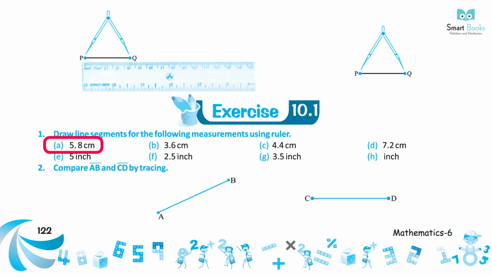A. 5.8 cm, B. 3.6 cm, C. 4.4 cm, D. 7.2 cm, E. 5 inch, F. 2.5 inch, G. 3.5 inch, H. inch. Question 2. Compare AB and CD by tracing.